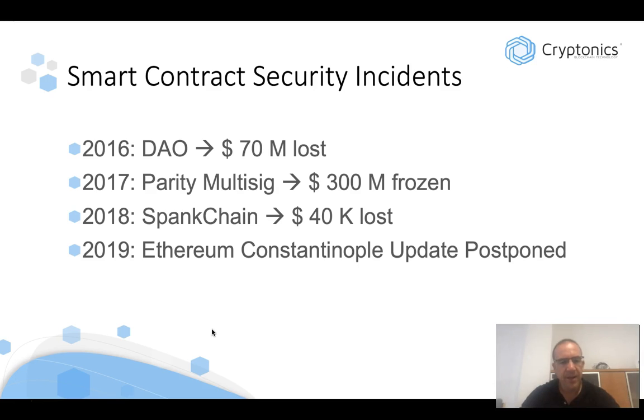And then the final incident I noted here was in 2019, earlier this year, when we tried to do the Ethereum Constantinople update. That actually had to be postponed for a few days because of how it would affect smart contract security. What happened there was that previously deployed smart contracts could have become insecure because of one of the updates to the underlying protocol.